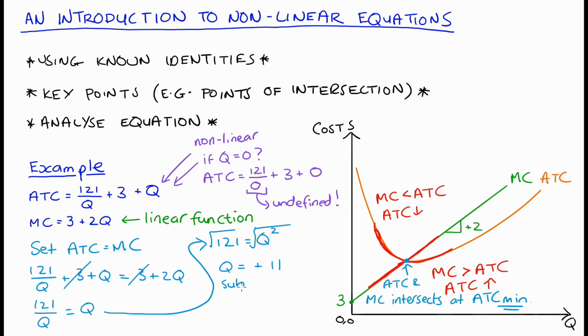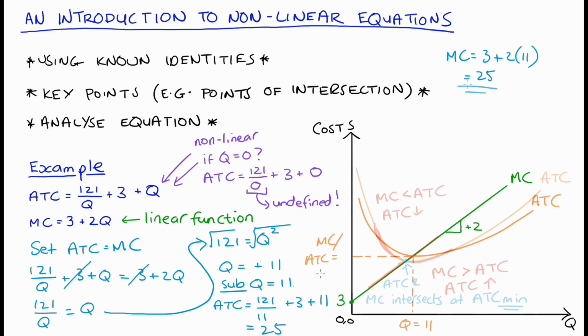All right, substituting Q equals 11 into either average total cost or marginal cost, I'll use average total cost first. ATC is equal to 121 over 11 plus 3 plus 11, which is 25. Now confirming this with our marginal cost, we find that MC is 3 plus 2 times 11, which is 25. So it will look like this on our diagram.